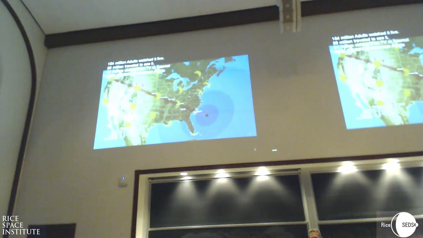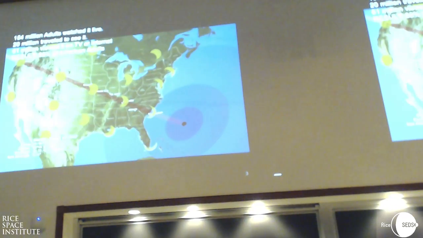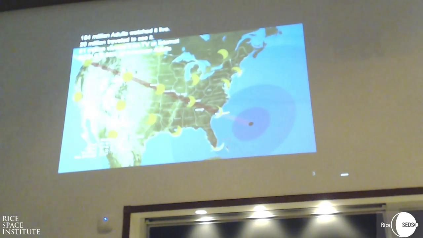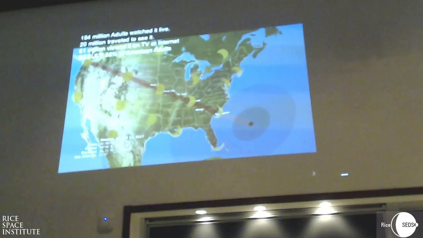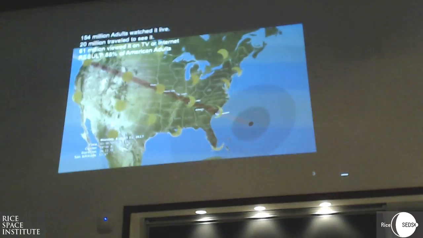154 million Americans, actually adults, watched the eclipse. 20 million, it's believed, traveled to the eclipse region to be able to watch it. And 61 million American adults viewed the eclipse by other means, either on TV or over the internet. That results in about 88% of the adult population of America having some sort of eclipse experience. It was just such a phenomenal opportunity for Americans to really participate in a great event.